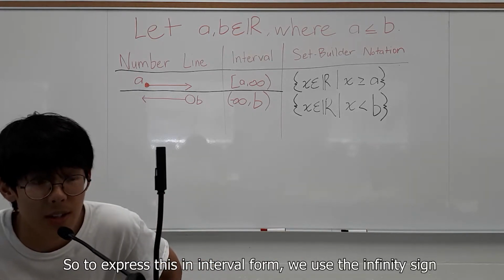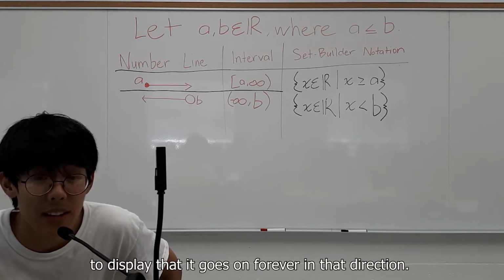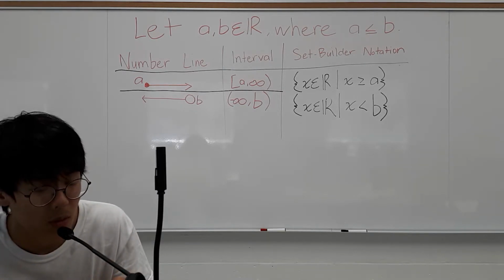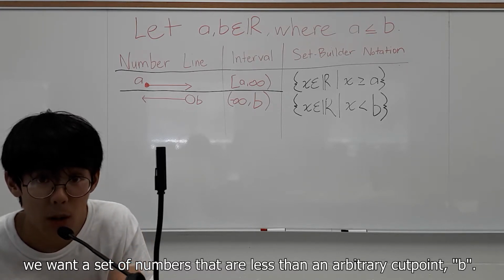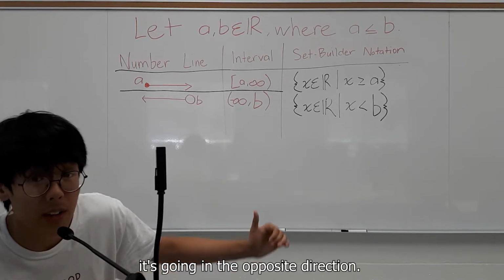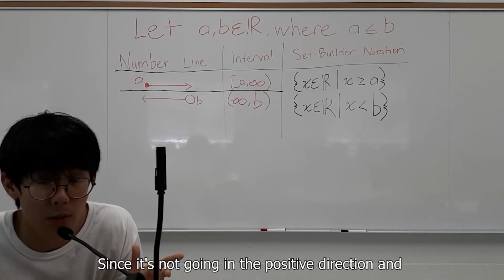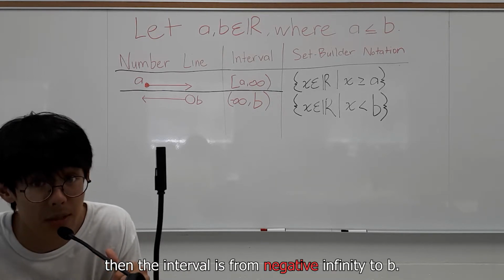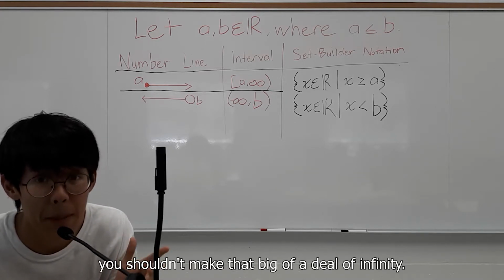So to express this in interval form, we use the infinity sign to display that it goes on forever in that direction. Similarly, in the second example, we want a set of numbers that are less than an arbitrary cut point b. So this means that starting from b, it's going in the opposite direction. It's going in the negative direction. Since it's not going in the positive direction, it's going in the negative direction, then the interval is from negative infinity to b.